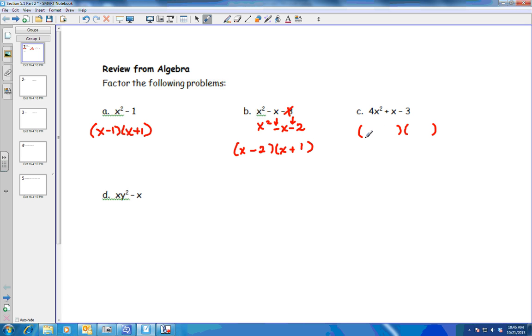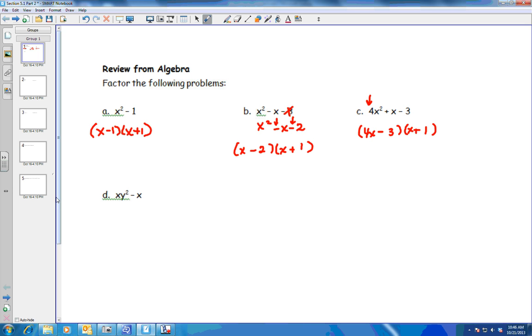This one's not too bad. I would factor this as 4x and x. And then factors of 3 are 3 and 1, so I have to figure out where my 3 and 1 would be. So my 3 is going to be here, plus 1. So 4x minus 3, x plus 1. And if you don't remember how to factor things with a coefficient in front, we'll go over that in class. We'll do some more examples. I teach it several different ways, and so we can go over that again if we need to.